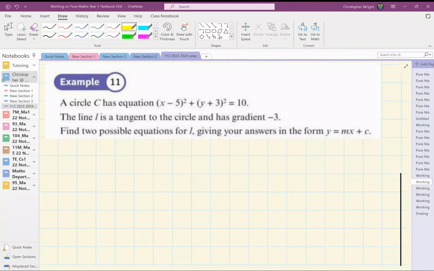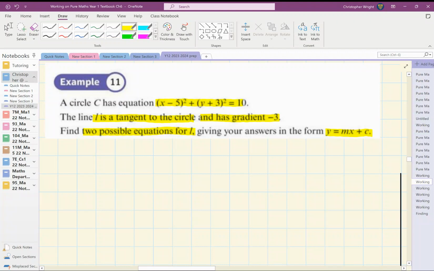Example 11. A circle C has this equation. The line L is a tangent to the circle and has a gradient of -3. Find two possible equations for L, giving your answers in the form y equals mx plus c.